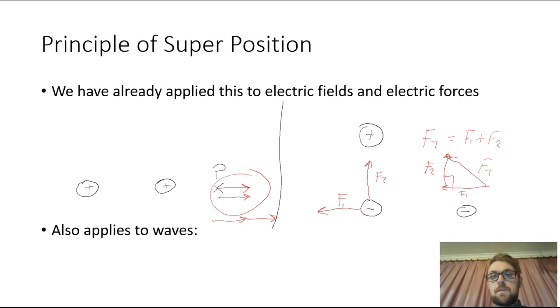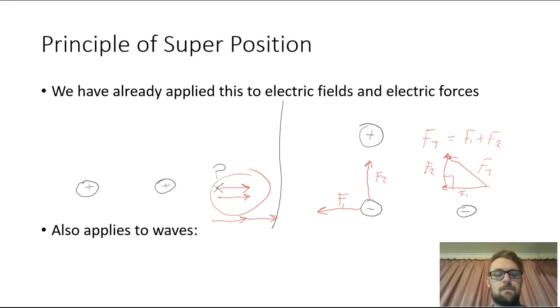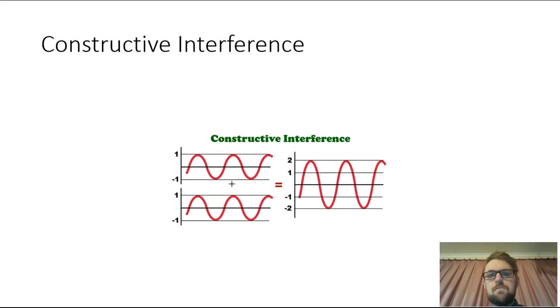So the principle of superposition is something we have definitely seen before, and it also applies to waves in a little bit more of a simple fashion. There are two types of superposition that happen with waves. The first one is constructive interference. The second one is destructive interference. We'll have a look at that in a minute.